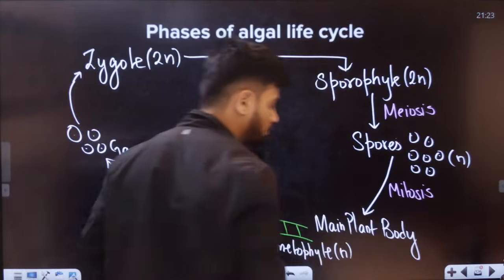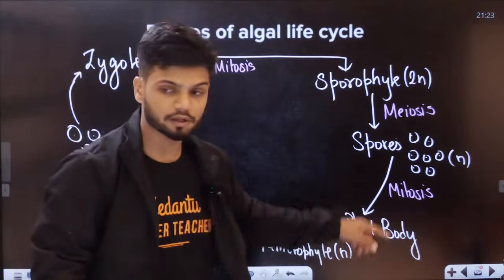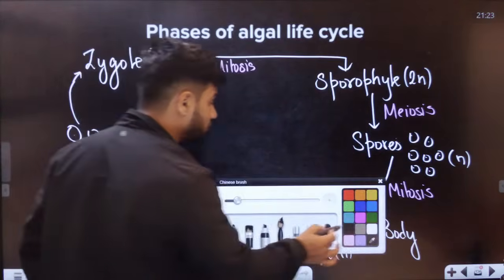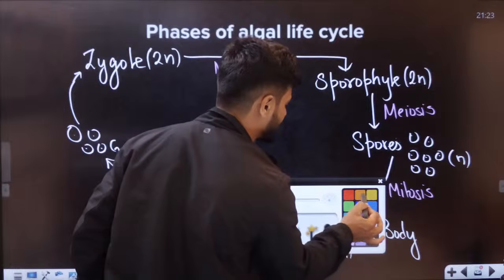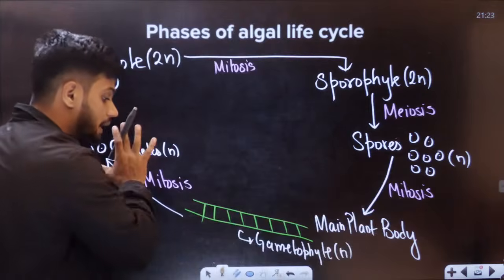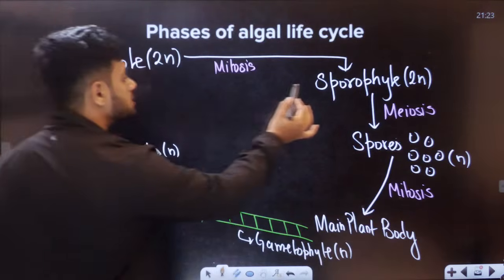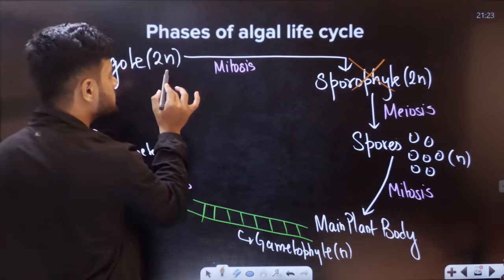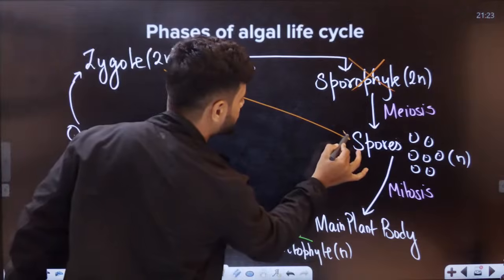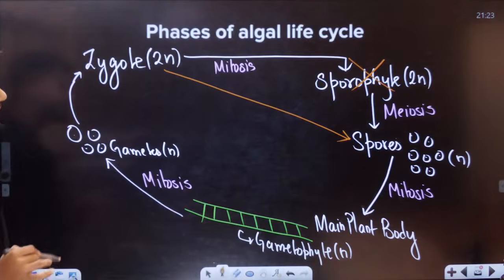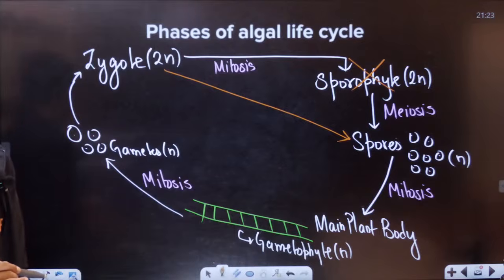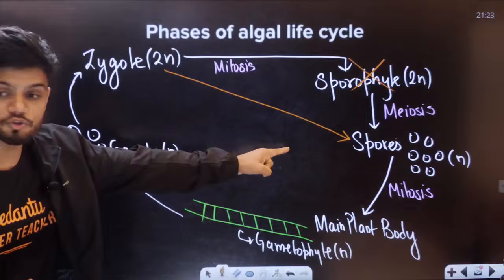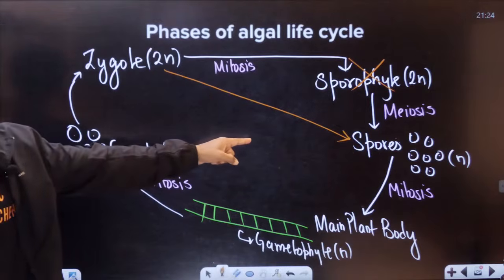Students, but what is the but here? Haploid only. Students, the but part here is that in the case of algae, the sporophyte stage is not present generally. This zygote directly develops into spores here. Directly develop into spores, zygote.